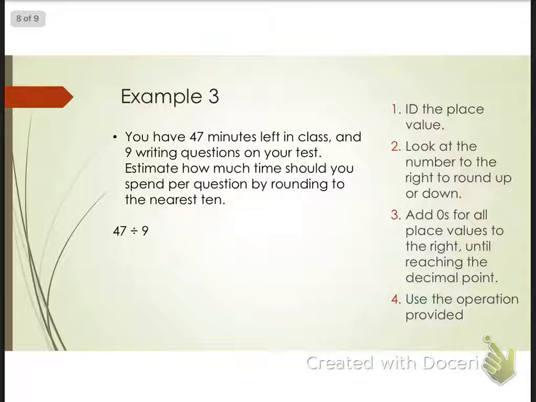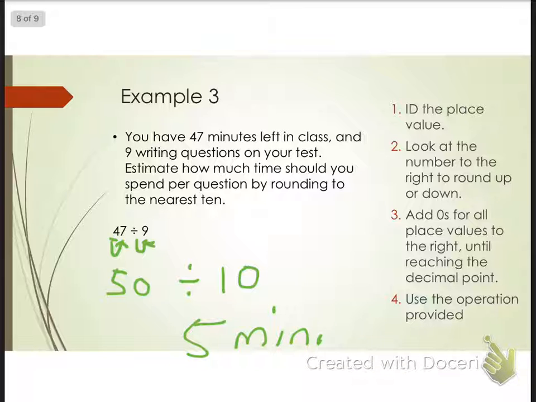You have 47 minutes left in class, and you have 9 writing questions on your test. This is a really relevant example as a student. How much time should you spend per question? By rounding, so round to the nearest 10. So if we look at 47, 47 is going to tell us to round up. Actually, in 9, that's in the ones place. So we would simply look at our 1, and we would know that that rounds up to 10. So that would turn into 50 divided by 10, which would be 5 minutes. Okay, we'd spend only about 5 minutes per question.